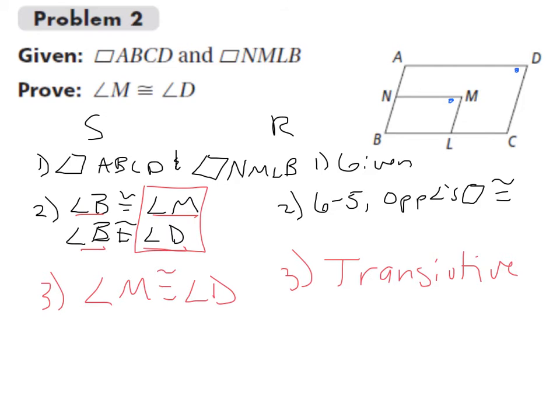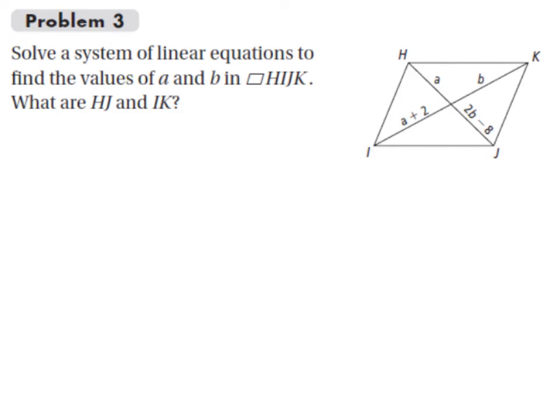And that is it. So I have to figure out what HJ and IK are, but first I have to figure out what lengths A and B are. So in this picture, I already know this is a parallelogram. When I look at this picture, I can see that this is labeled at my diagonals. So here's one diagonal, here's my other diagonal. In this picture, the little parts on my blue are congruent and the little parts on my red are congruent. So I can write up two different equations.